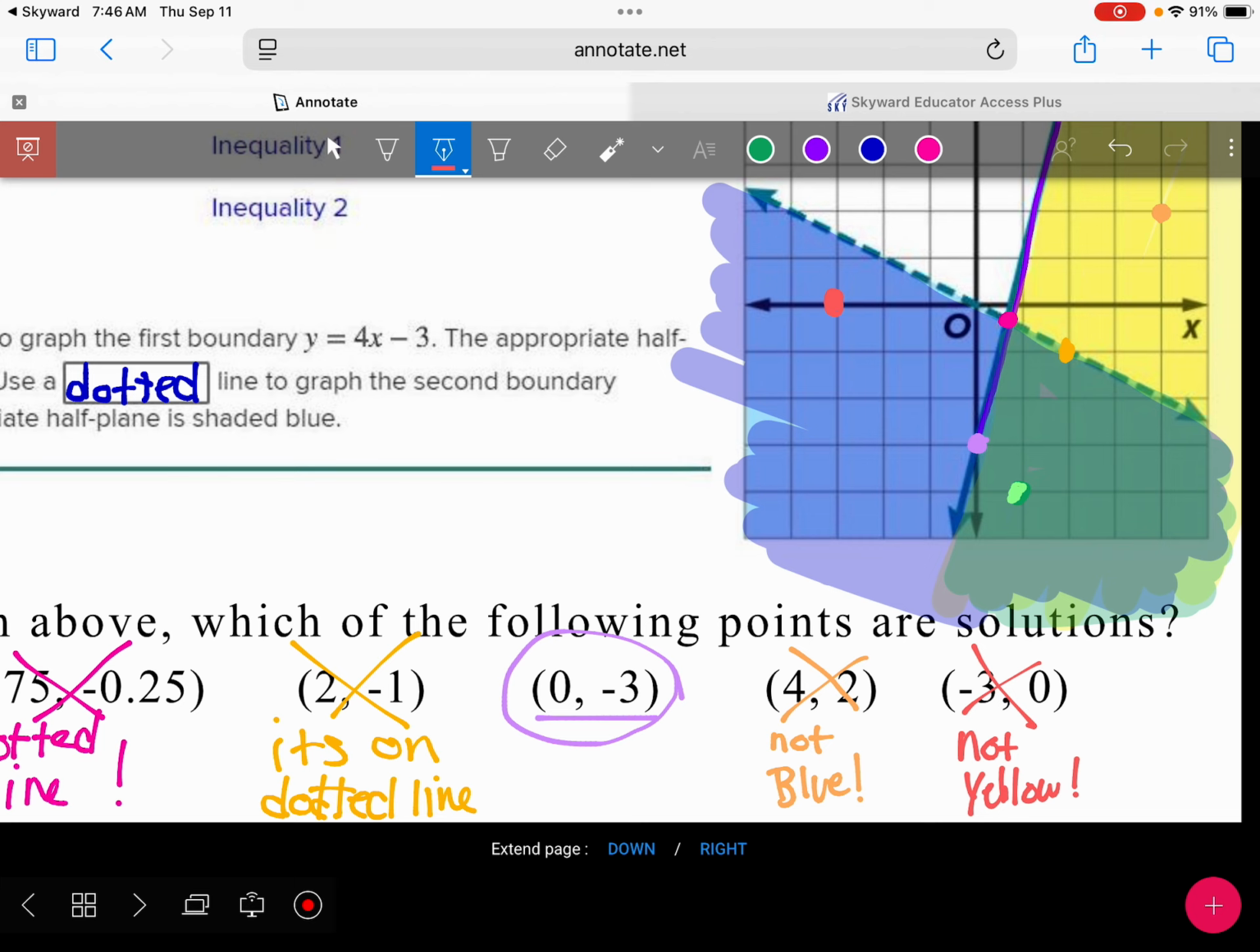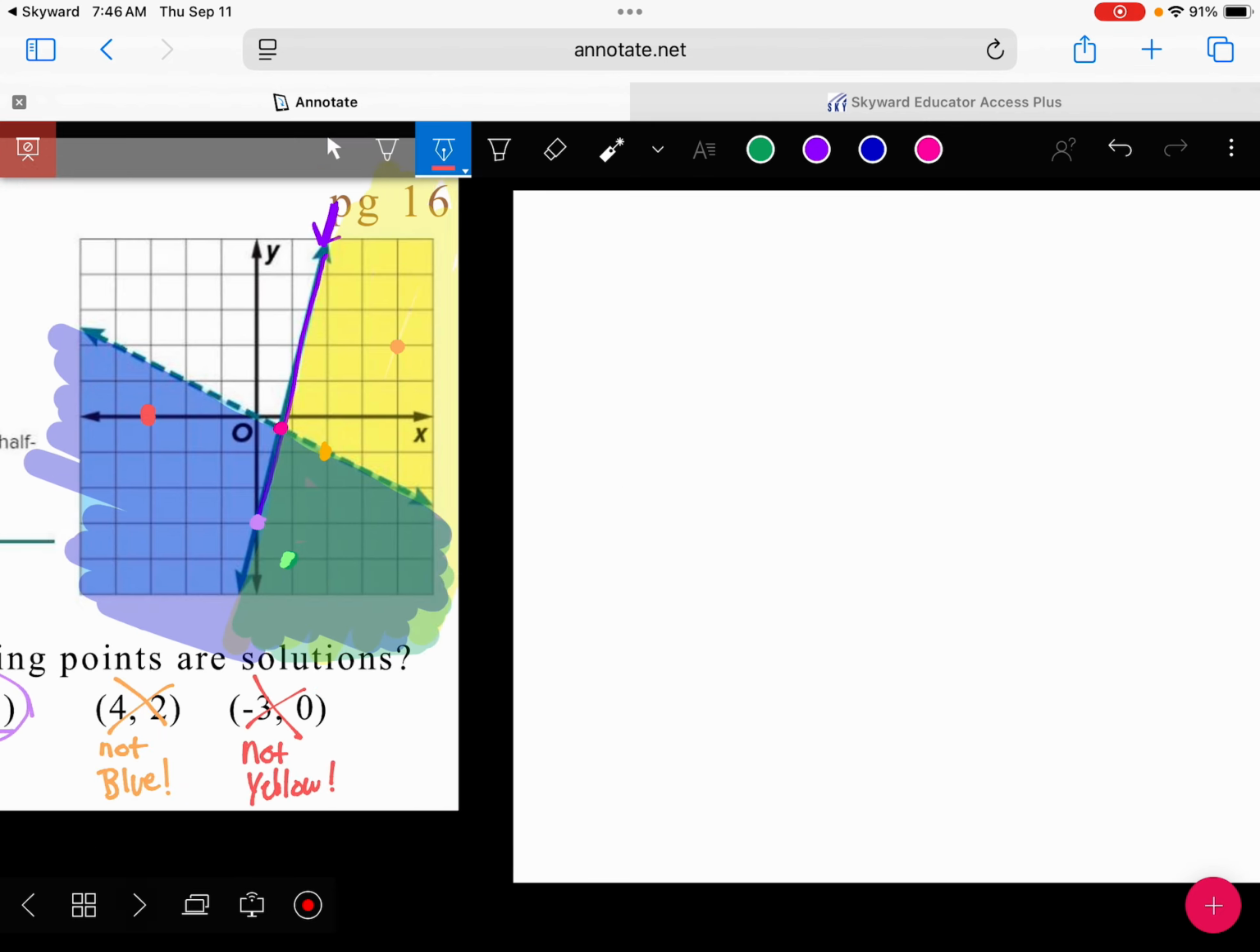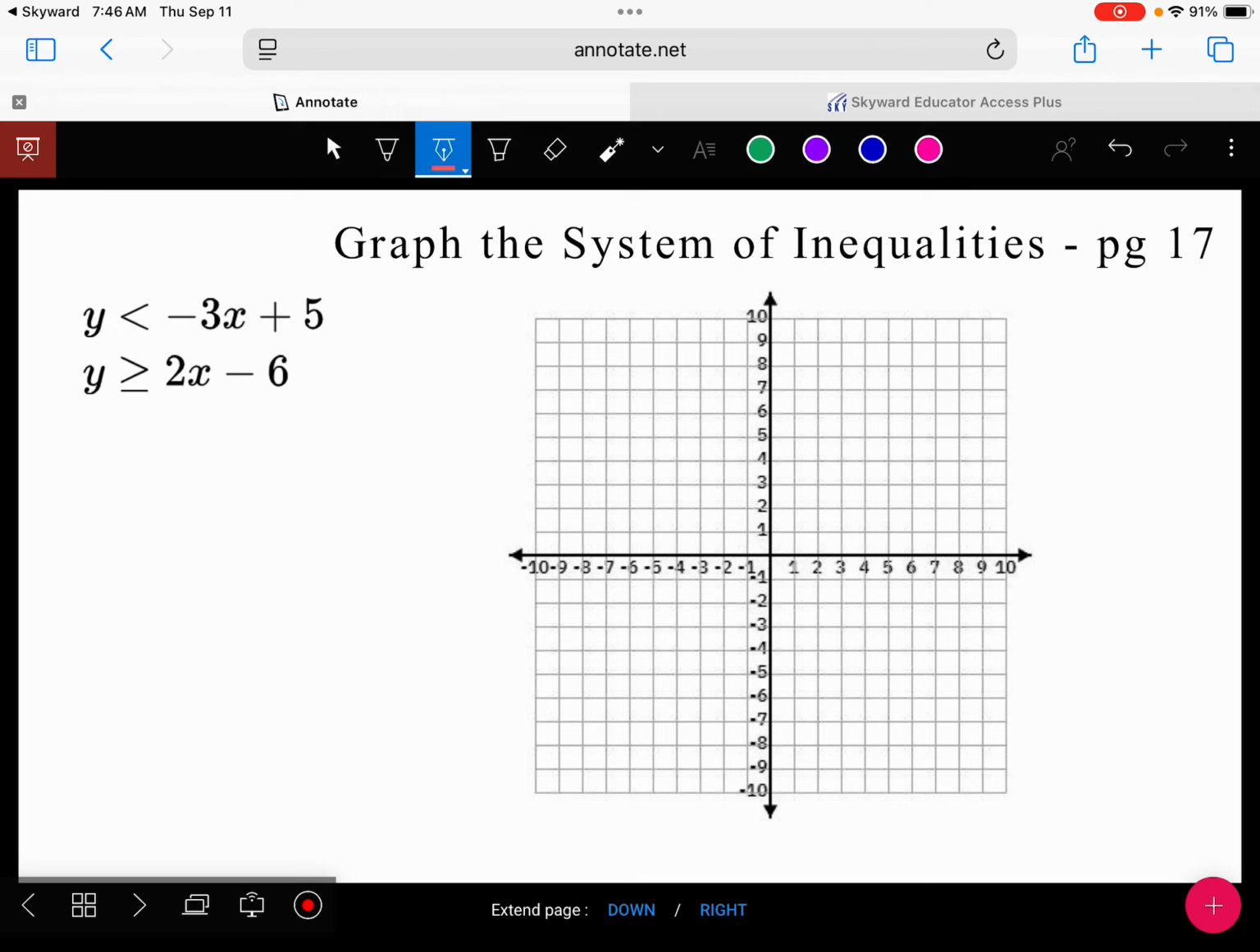So we are going to make one ourselves. Next page has 2 systems. I don't know that we're going to get through both, but we'll see how we go time-wise. We might just try one. So we are going to graph a system of inequalities here. This is on page 17. We've got y is less than -3x plus 5, and y is greater than or equal to 2x minus 6. So this one has them both in slope-intercept form. We love that.